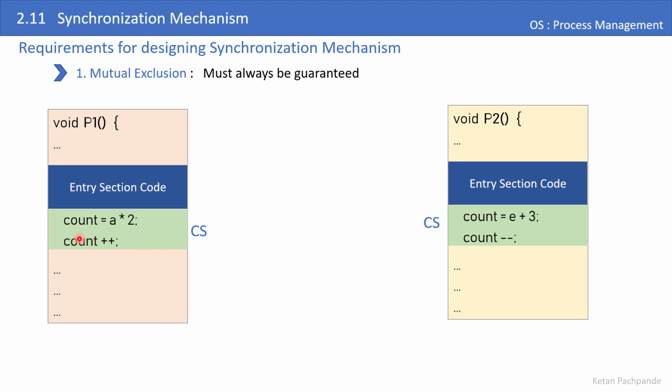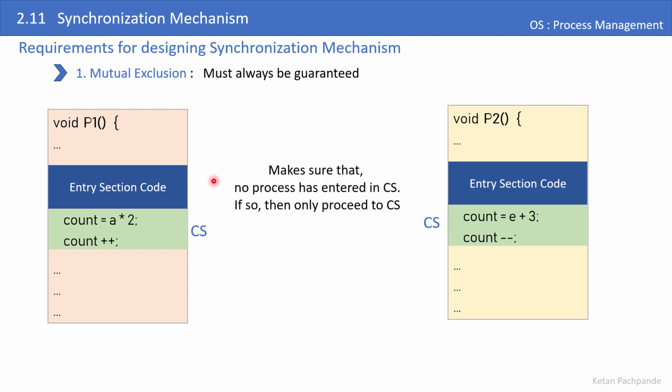Now what a synchronization mechanism is: I have to put some piece of code before the critical section in both the processes, or I can say in both the programs, or in both the functions. And this entry section code makes sure that no other process has entered the CS, and only then will this entry section allow the entry into the critical section.